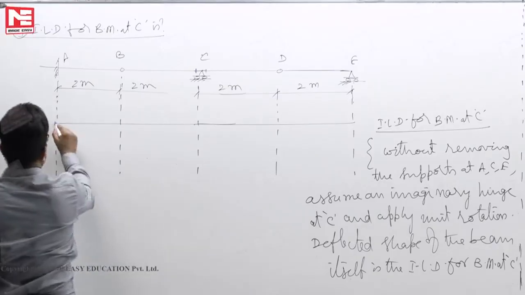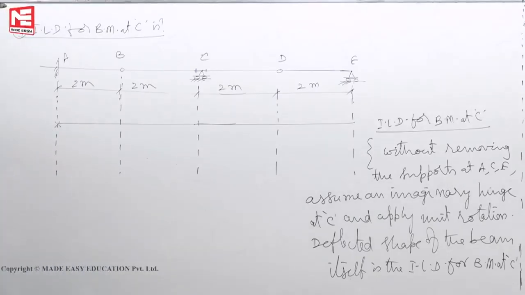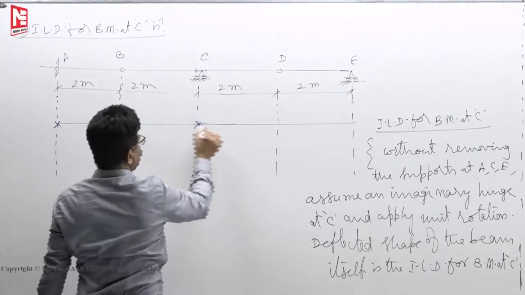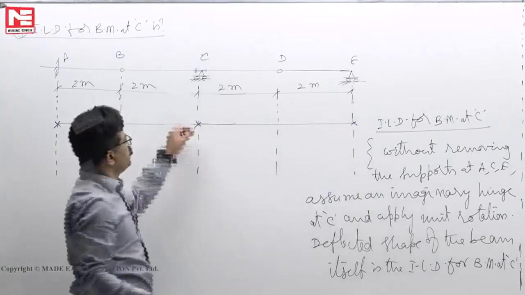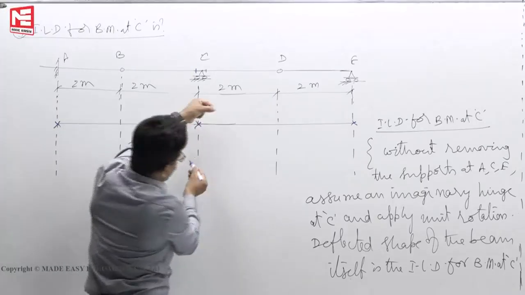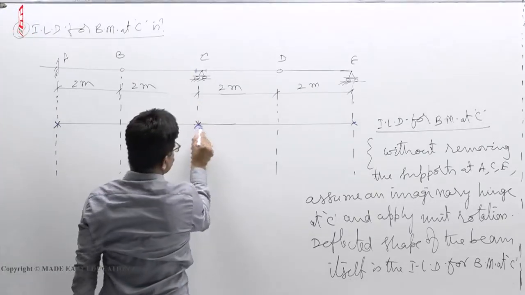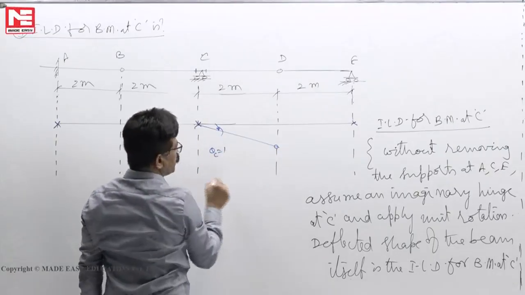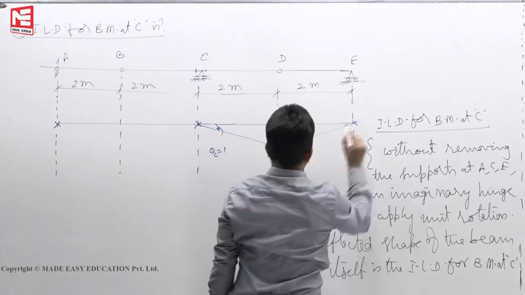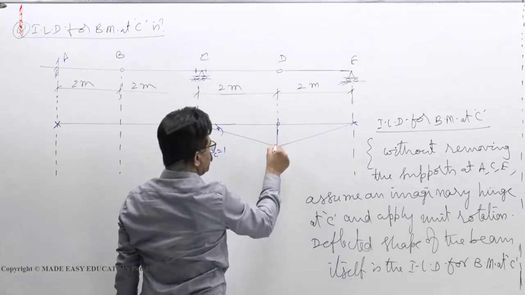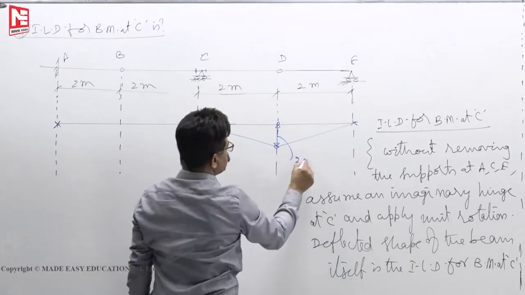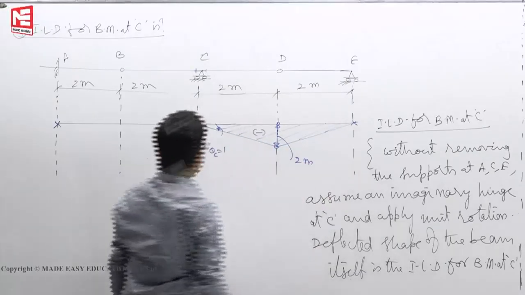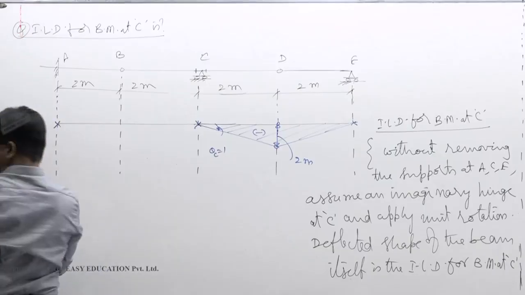Now you see, this point let us say A, C, E. Assume an imaginary hinge and apply unit rotation, say clockwise, because it should go down like this. Theta c is equal to 1. Then naturally it will go up. Then what is this length? 2 meters. That's all. You may get a doubt, what happens to the left portion.